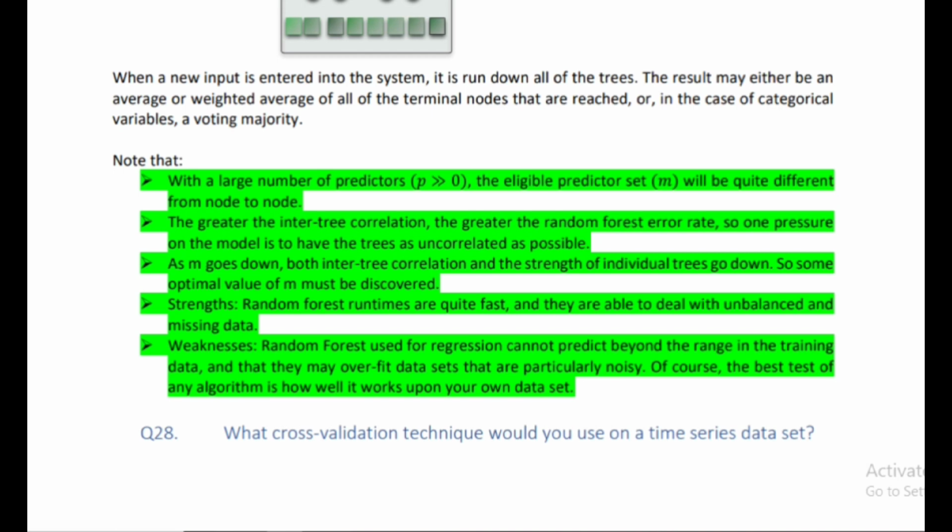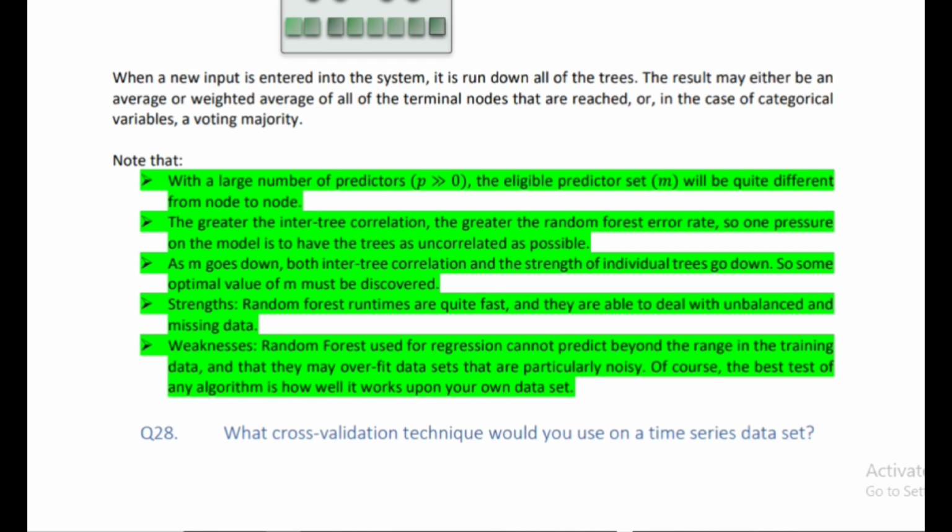The greater the inter-tree correlation, the greater the random forest error rate. So one pressure on the model is to have the trees as uncorrelated as possible. As m goes down, both inter-tree correlation and the strength of individual trees go down. So some optimal value of m must be discovered.